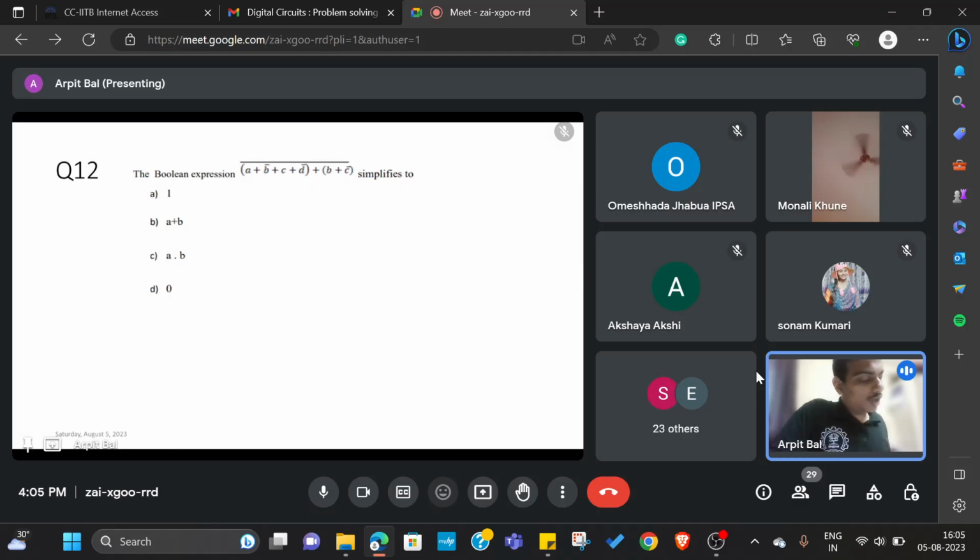Then we are given a Boolean expression and we need to simplify it. Whenever you see variables with a bar over them, the first thing that should strike your mind is De Morgan's theorem. So we are going to use the same thing here. Let me write down this thing first.